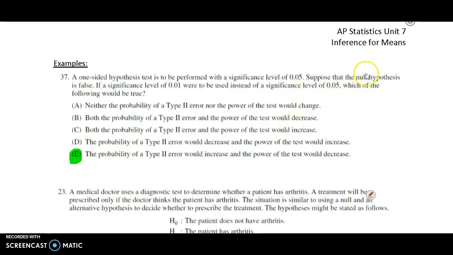Now, here we have that the null hypothesis is false, and we were going to use a significance level of 5%, and instead we decrease it to 1%. Now, which of the following would be true? Since I decreased my significance level, my power of the test would decrease. And because power decreases, type 2 should increase. So this one would be answer choice E.